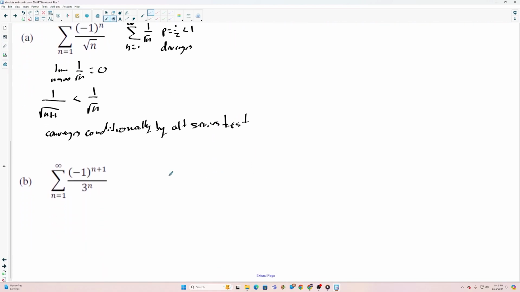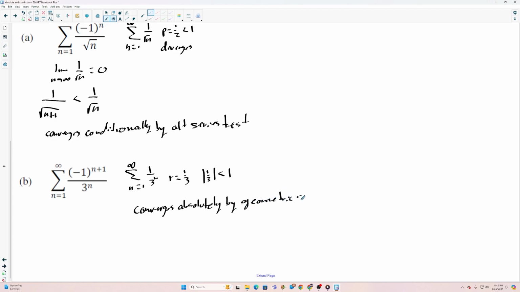Letter B, let's take the absolute value. n equals 1 to infinity of 1 over 3 to the n. r is equal to 1/3. This is geometric. Absolute value of 1/3 is less than 1. So we can say converges absolutely by geometric series. And so now we don't have to go back to the original because we proved that it does converge and it converges absolutely.